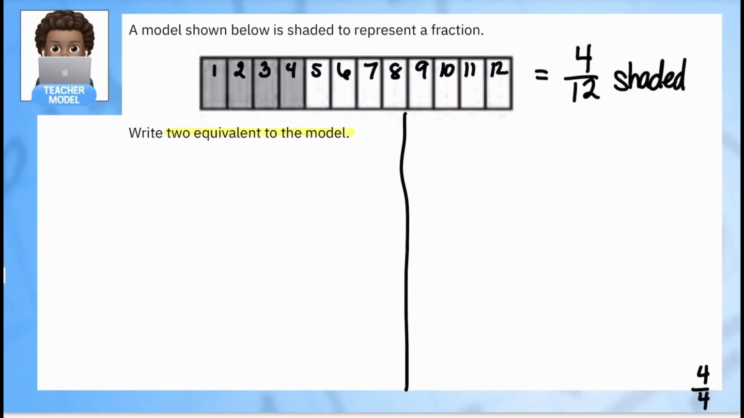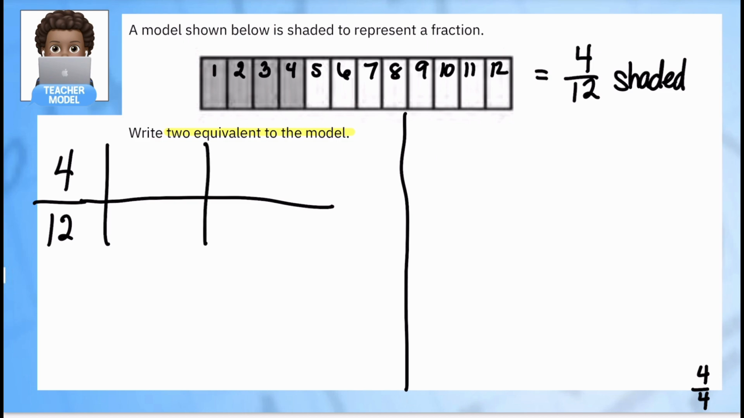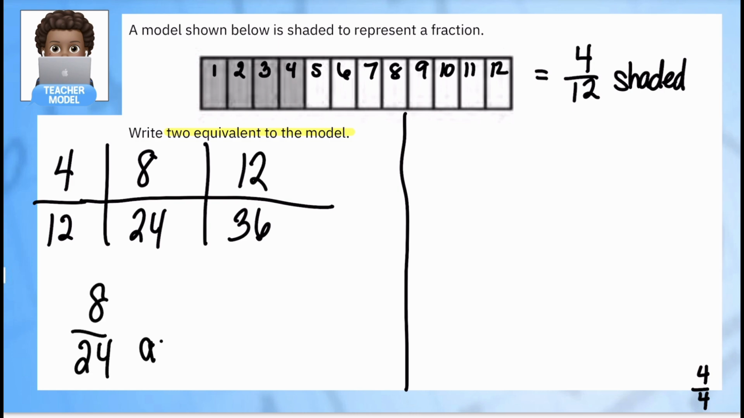All right, so let's go over the answer. Now, you probably saw that you had 4/12 shaded, 4 parts out of 12. And if you used this method to make 2 equivalent fractions, then if you kept it simple, you just picked the first 2, skip counting by 4s and 12s: 8 and 12, 12 and 36. So you would have just gotten 8 over 12, 24 over 12, and 12 over 36.